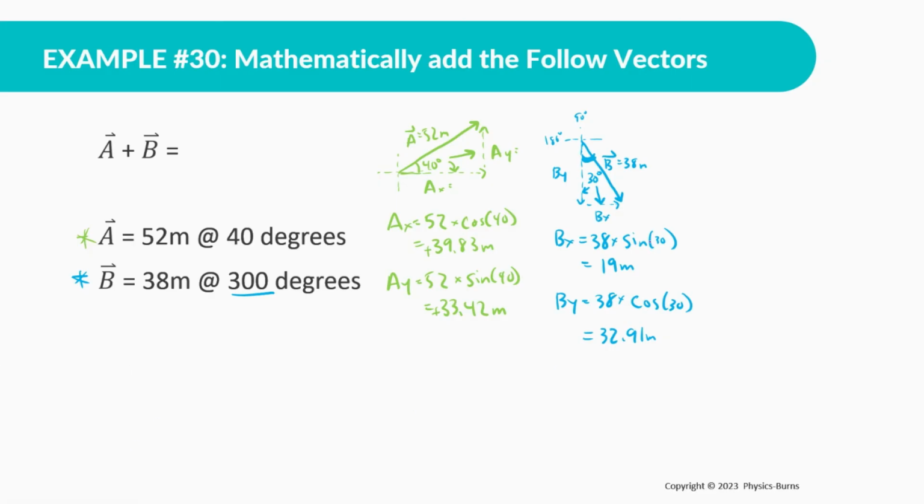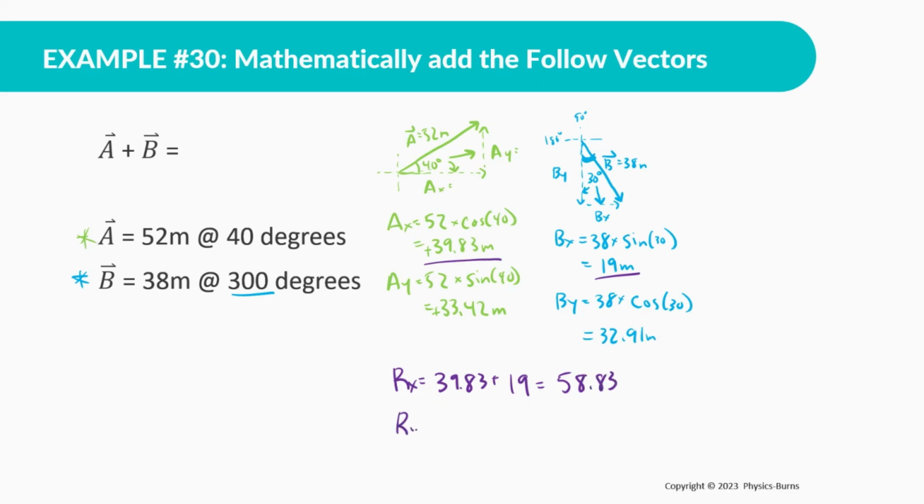And now that we've broken all the vectors into x and y, I'll use purple this time to find the resultant vector in the x. So resultant vector in the x is a sub x, which is 39.83, plus b sub x, which is 19. 39.83 plus 19 is 58.83.